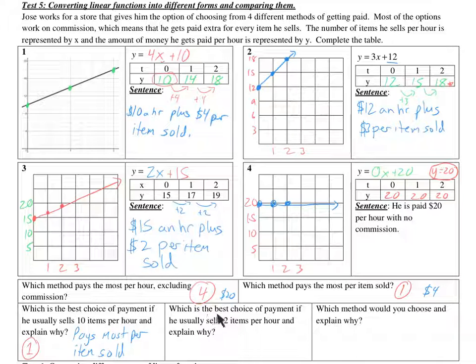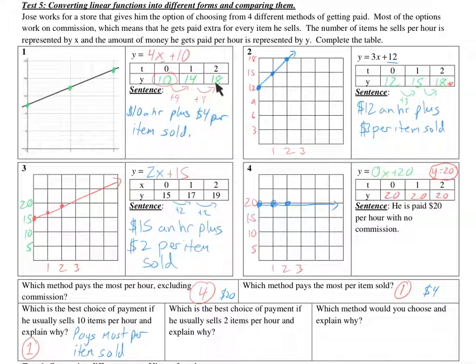Alrighty. Which is the best choice of payment if you usually sell 2 items per hour? Explain why. So if you're selling only 2 items per hour, is that many items? Not a lot. Can you even just look at the table for this one? Can you look at the table for 2? Which one looks the best? At 2, which one's the biggest payment?